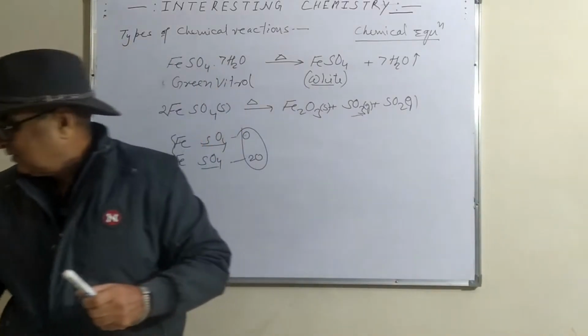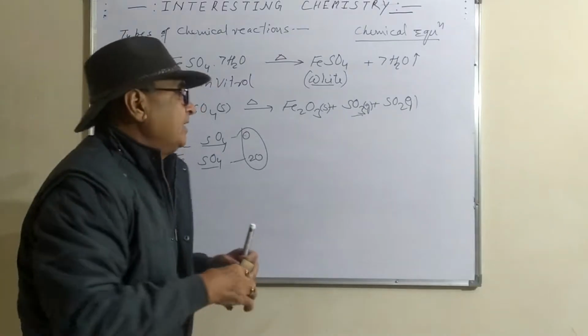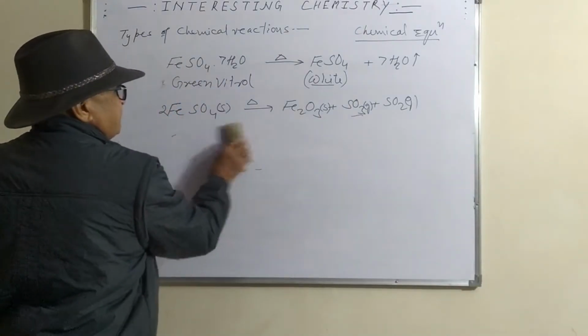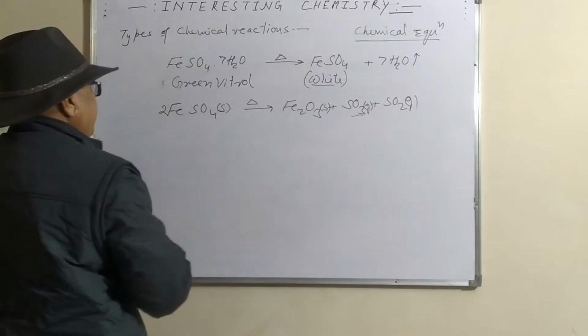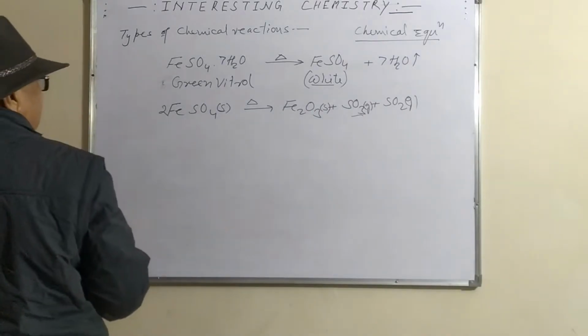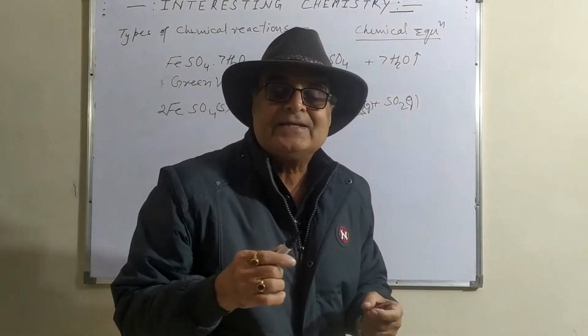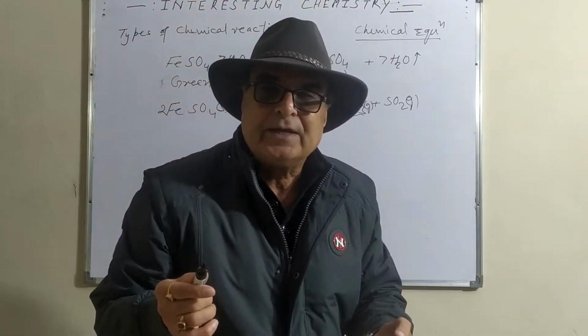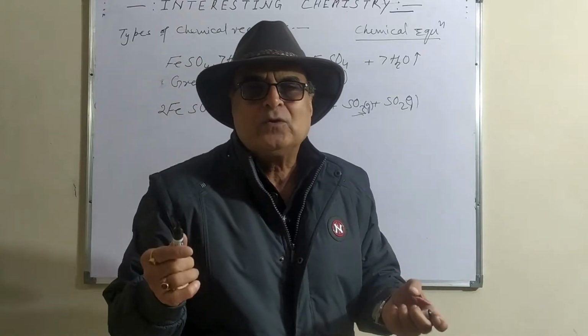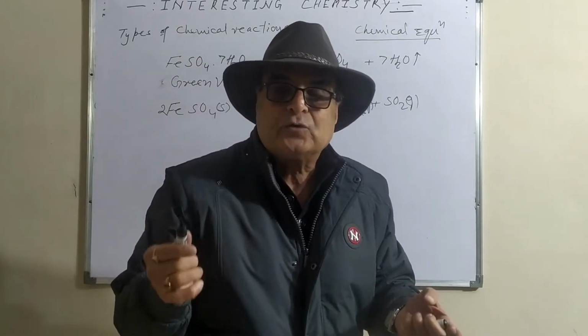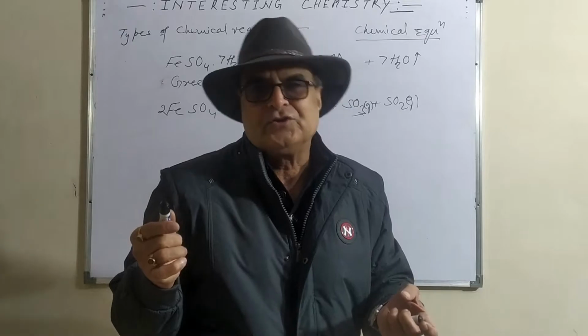So how the FeSO4 dissociates, I understand. Now take the example of another compound. Suppose when lead nitrate is heated, again it forms lead oxide, nitrogen peroxide and oxygen.